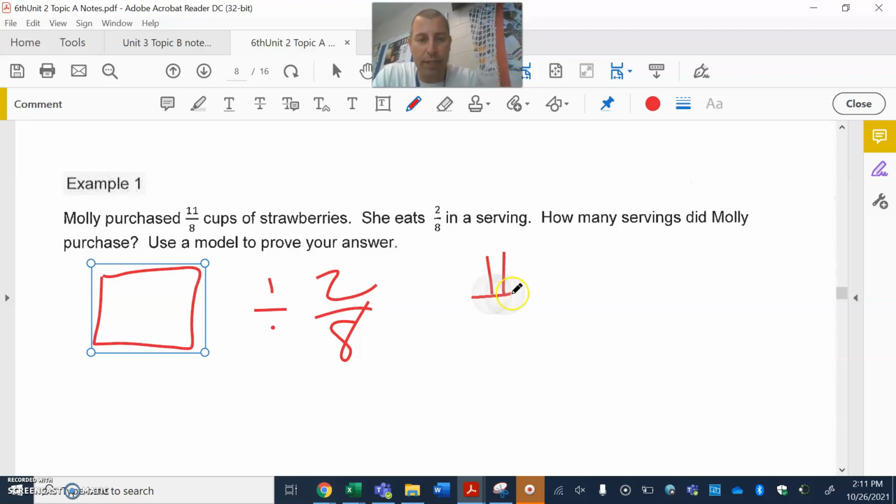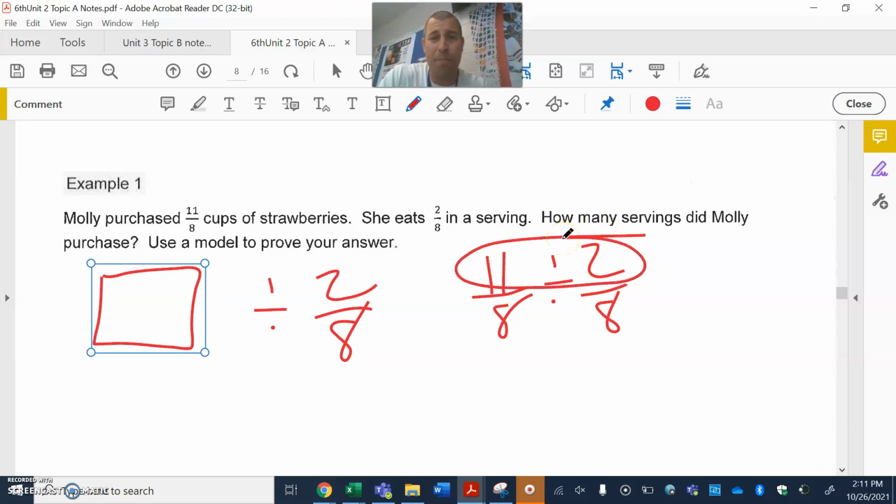So what we're doing here is 11/8 divided by 2/8. And what we notice is we do have a common denominator. A lot of you are noticing, hey, can't we just do 11 divided by 2? And we can. That's going to give me 5.5. Where'd that come from? How many groups of 2 can we take out of 11? We take 5 of them out. 5 times 2 is 10. There's one piece left over, so she's getting 5.5 servings.